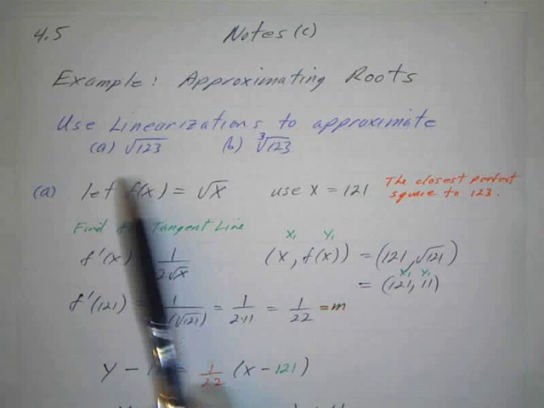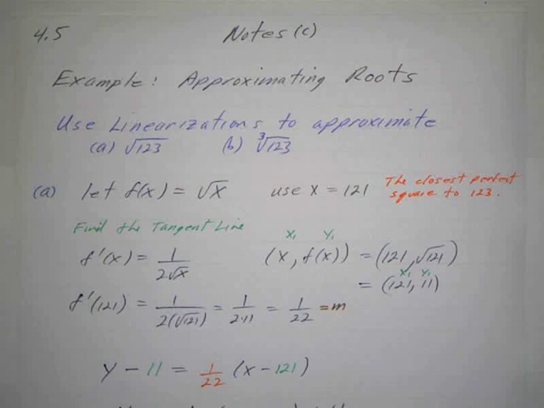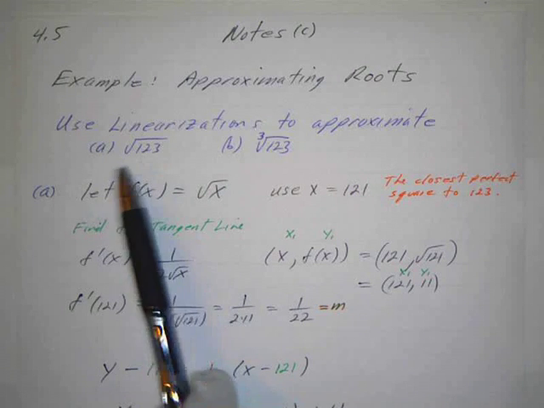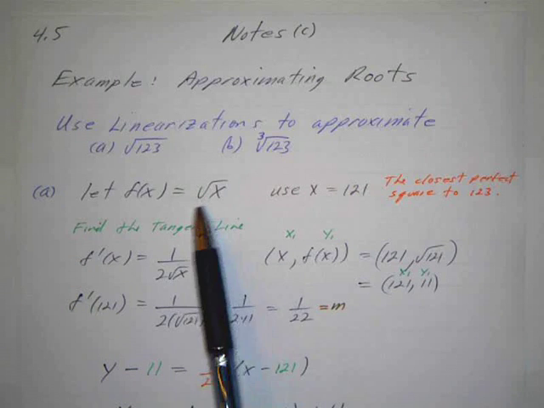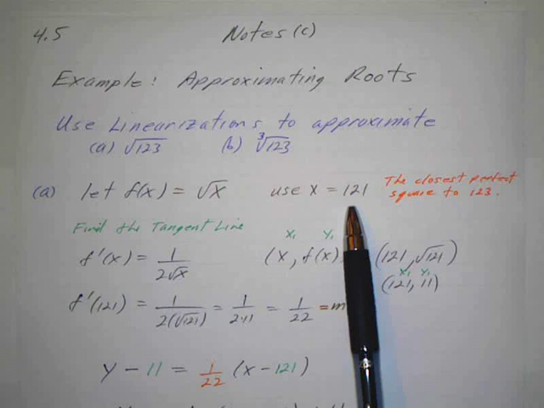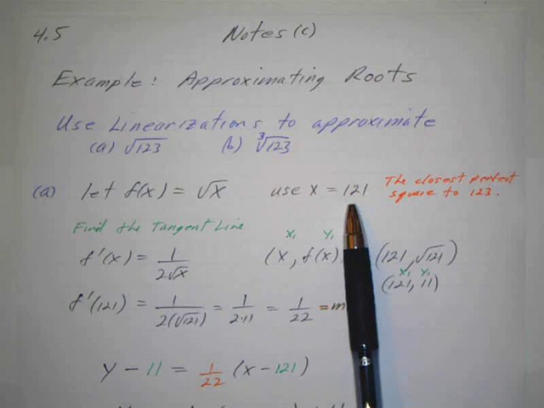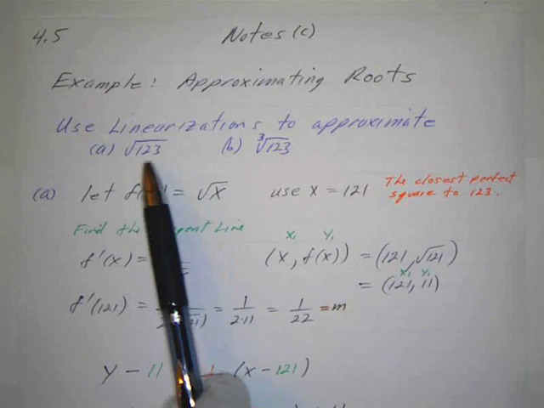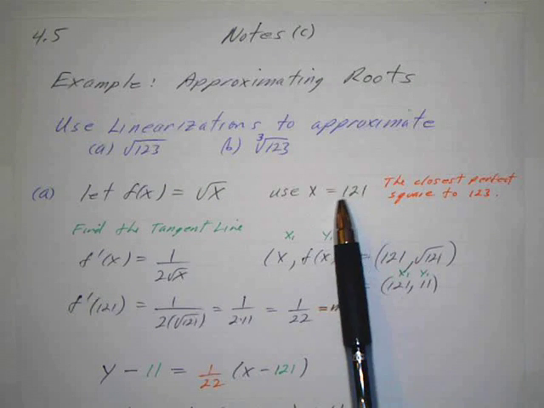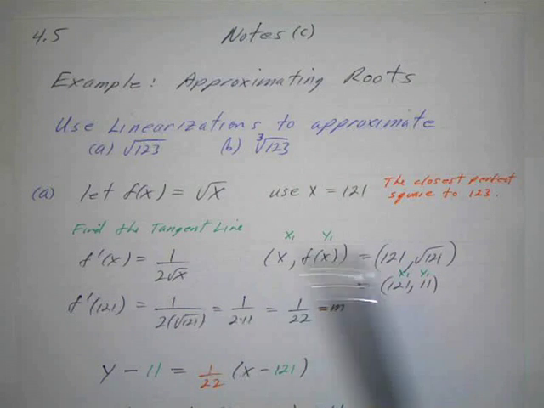So first of all, the square root of 123, well, we're going to use f of x equal to the square root of x, because this is the square root function. Then we'll try to find a tangent line to this graph that's close to the square root of 123. Well, the closest perfect square to 123 is 121, so I'm going to let x be 121. That's pretty close to 123, so the tangent line approximation should be pretty good. And we'll check the error on that.